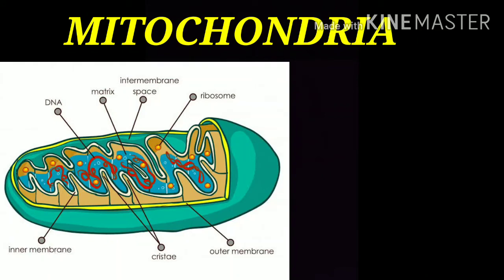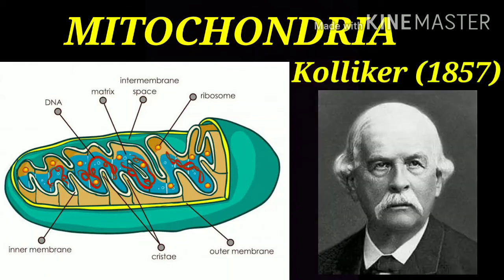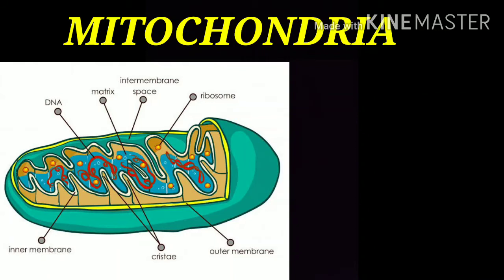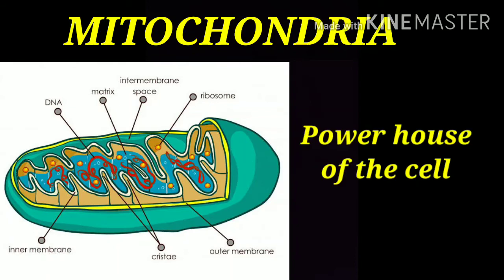Children, let us see the mitochondria. Mitochondria are filamentous or granular cytoplasmic organelles present in cells. The mitochondria were first discovered by Kolliker in 1857 as granular structures in striated muscles. Mitochondria are organelles within eukaryotic cells that produce adenosine triphosphate, that is ATP, which form the energy currency of the cell. For this reason, the mitochondria is referred to as the powerhouse of the cell.